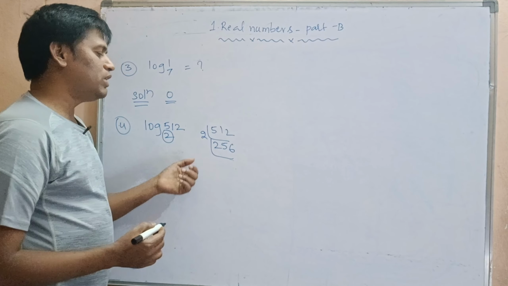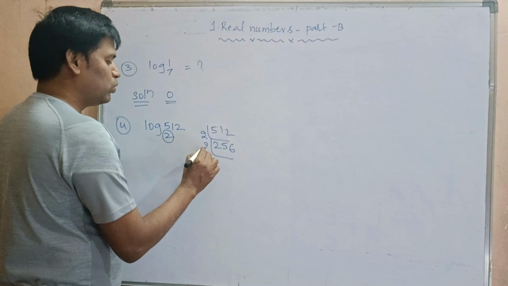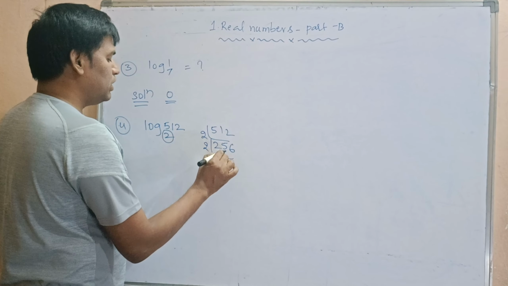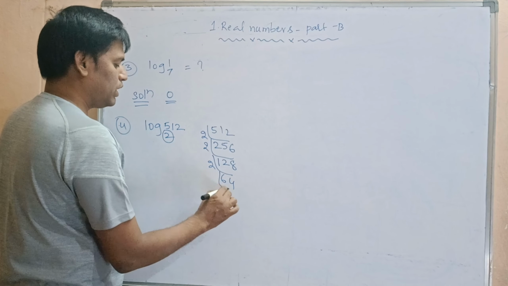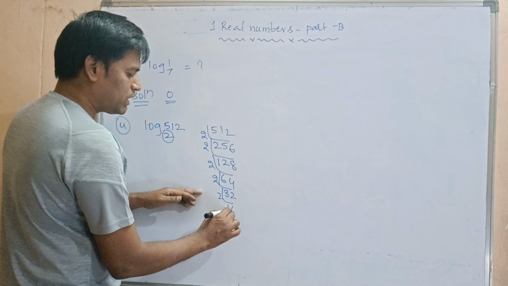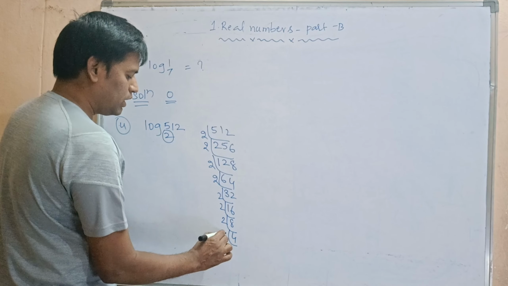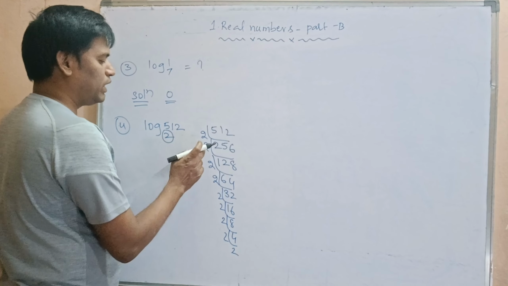We can convert this 512 into a product of primes. Keep dividing: 512 by 2 is 256, then 128, 64, 32, 16, 8, 4, 2, 1. Counting the twos: 1 2 3 4 5 6 7 8 9.